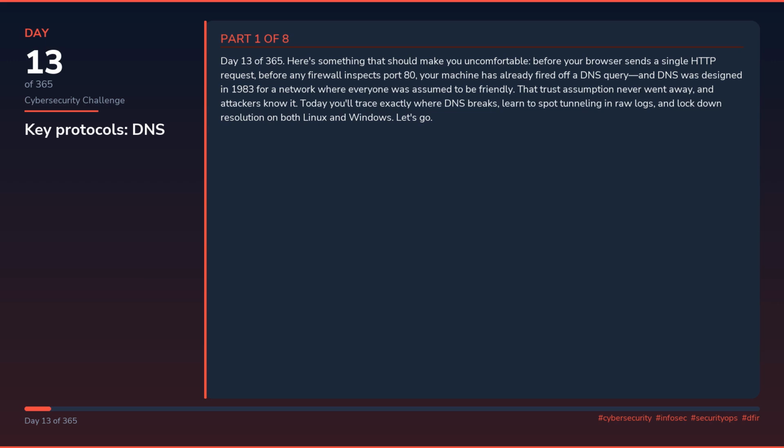Day 13 of 365. Here's something that should make you uncomfortable. Before your browser sends a single HTTP request, before any firewall inspects port 80, your machine has already fired off a DNS query, and DNS was designed in 1983 for a network where everyone was assumed to be friendly. That trust assumption never went away, and attackers know it. Today you'll trace exactly where DNS breaks, learn to spot tunneling in raw logs, and lock down resolution on both Linux and Windows. Let's go.